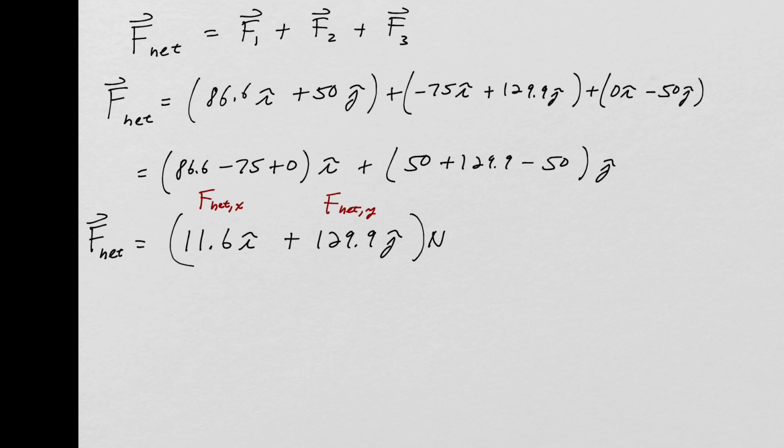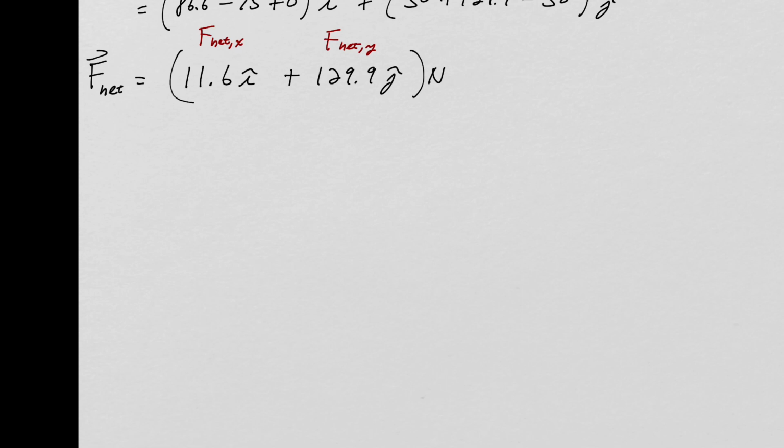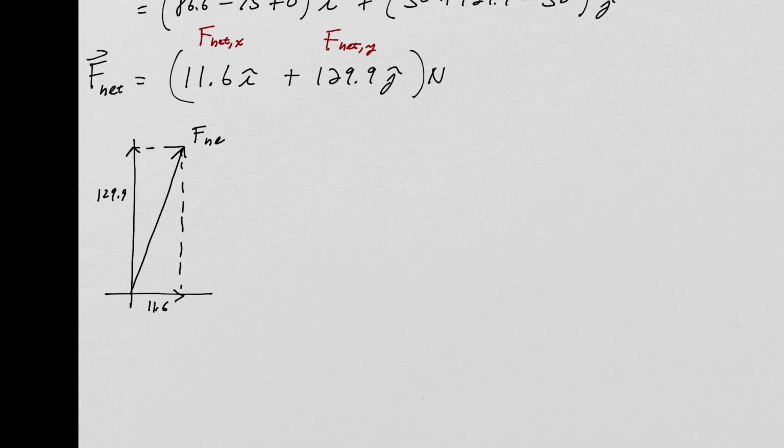If I want it also in polar form, with a magnitude and direction, then again, I usually draw this out. This is nice, it's just in the first quadrant, because they're both positive. So this is just a small x component. This is 11.6, that's F net x, and then F net y is 129.9. So F net is going to be something like this in the first quadrant. It has to be there if it has a positive x component of 11.6 and a positive y of 129.9.